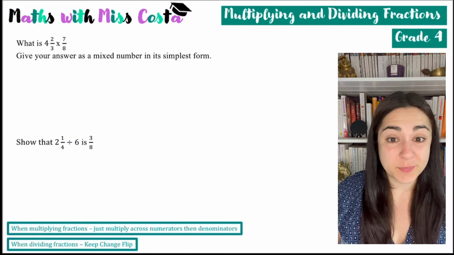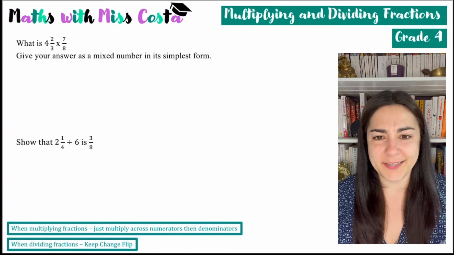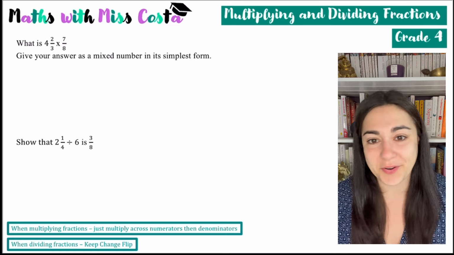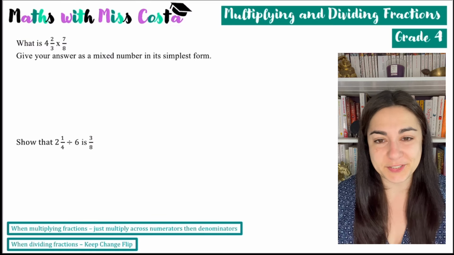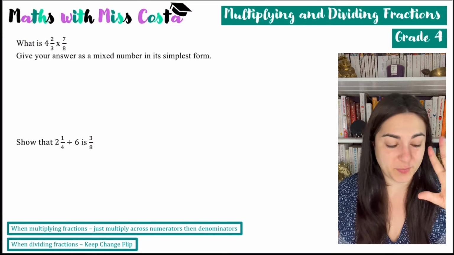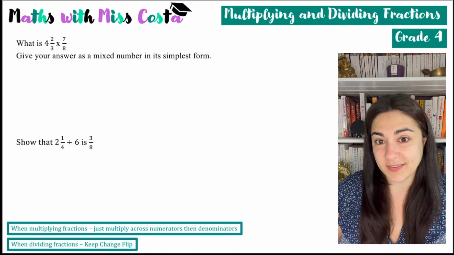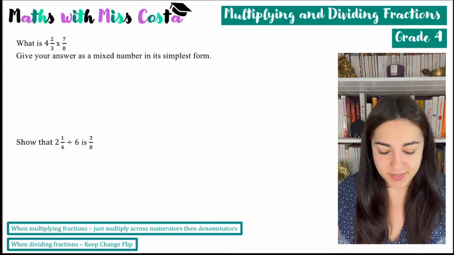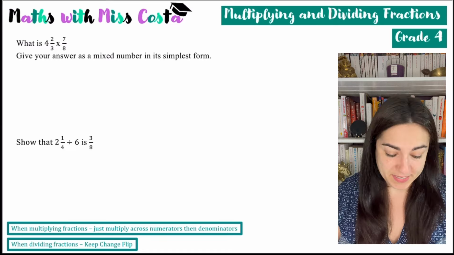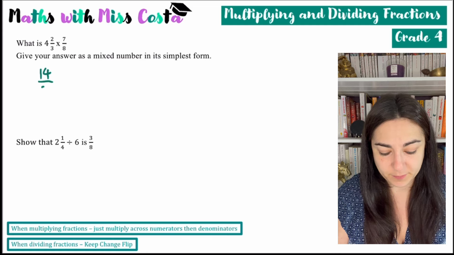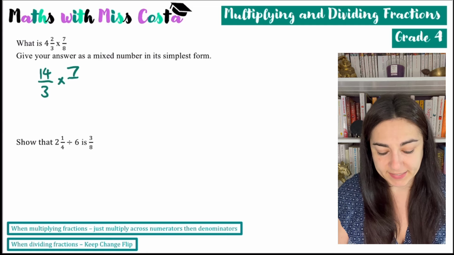So when we're multiplying fractions, people commonly assume that we also need the same denominator. We don't. When we're multiplying and dividing fractions, we just use the numerators and the denominators, but we don't need them to be the same. So once again, we want to turn them into improper fractions. 4 and 2/3: 4 times 3 is 12, plus 2 is 14. So that would become 14 thirds times 7/8.